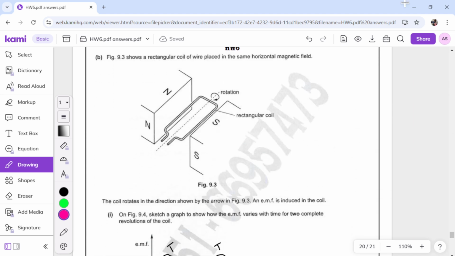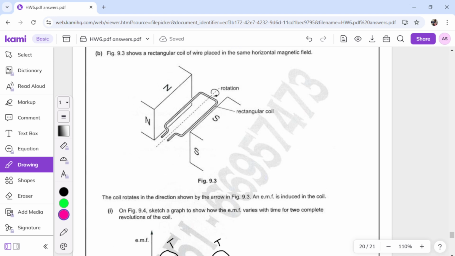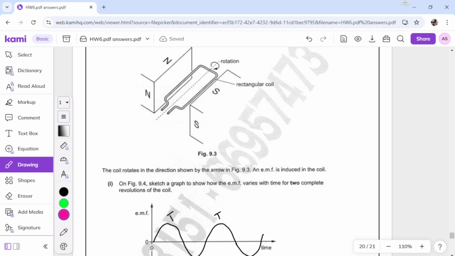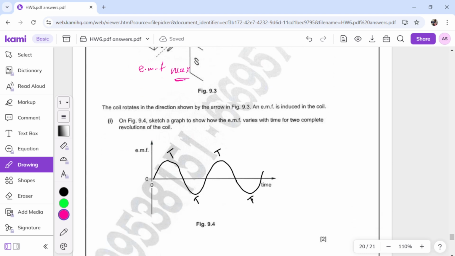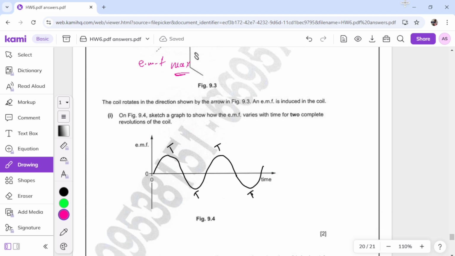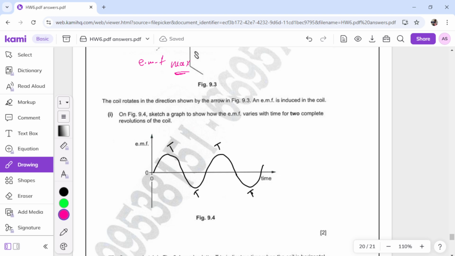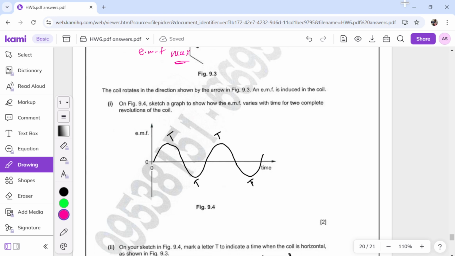Next, figure 9.3 shows a rectangular coil of wire placed in the same horizontal magnetic field. Now, as you see, the coil is parallel, so this is EMF maximum. The coil rotates in the direction shown by the arrow in figure 9.3. An EMF is induced in the coil.